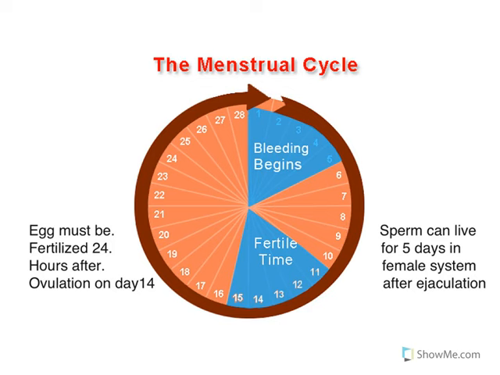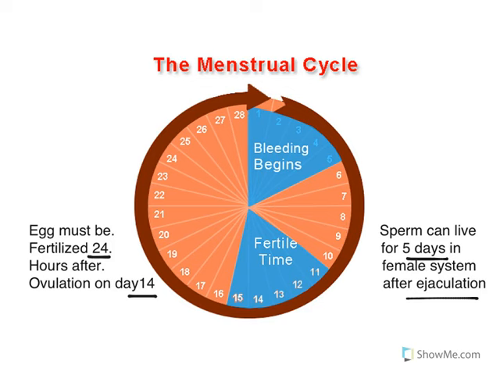If you are trying to become pregnant, the best time to engage would be between days 11 and 15. The egg must be fertilized within 24 hours after ovulation on day 14. So that makes it viable just from day 14 to day 15. But the sperm can live up to 5 days in the female system after ejaculation. So you could have unprotected sex on day 11 and have sperm there waiting to fertilize the egg once it ovulates.